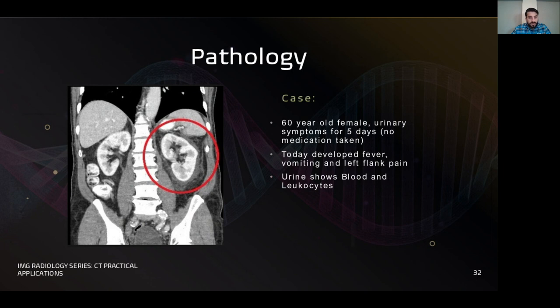So you've got a bit of higher attenuation and a bit of hypoattenuation here. And that tells you that there's a bit of edema and swelling around that particular area. So we refer to this as perinephric fat stranding, and that's a sign of an infected kidney or pyelonephritis.